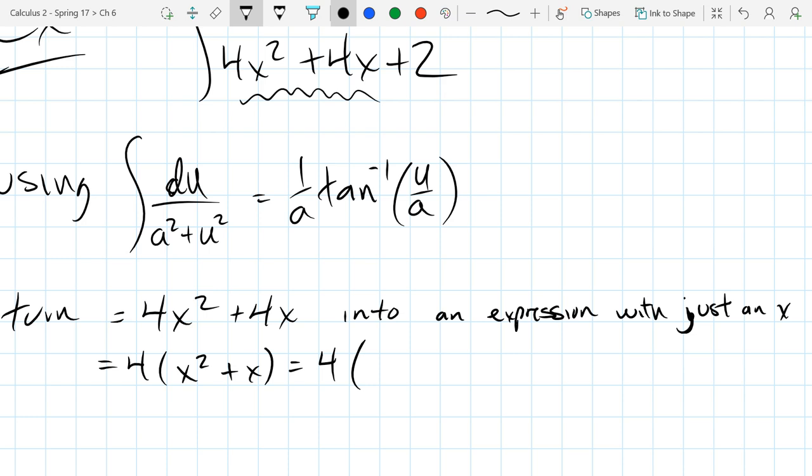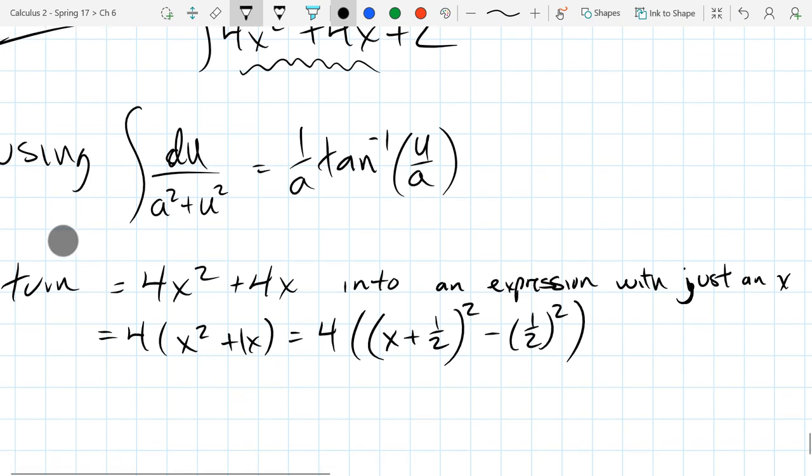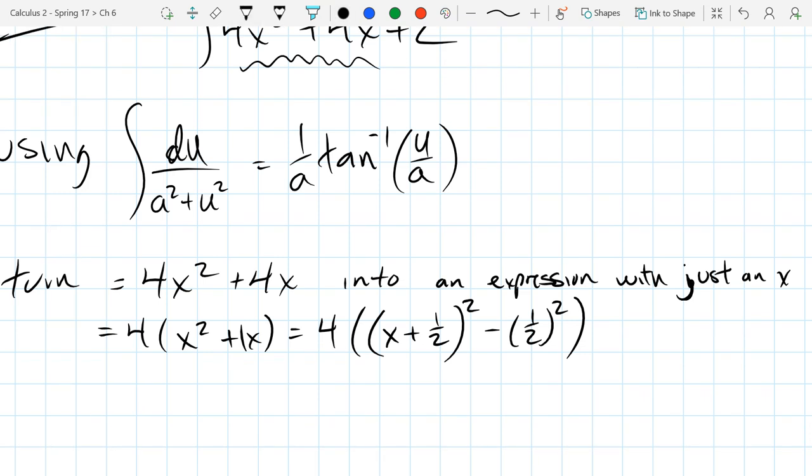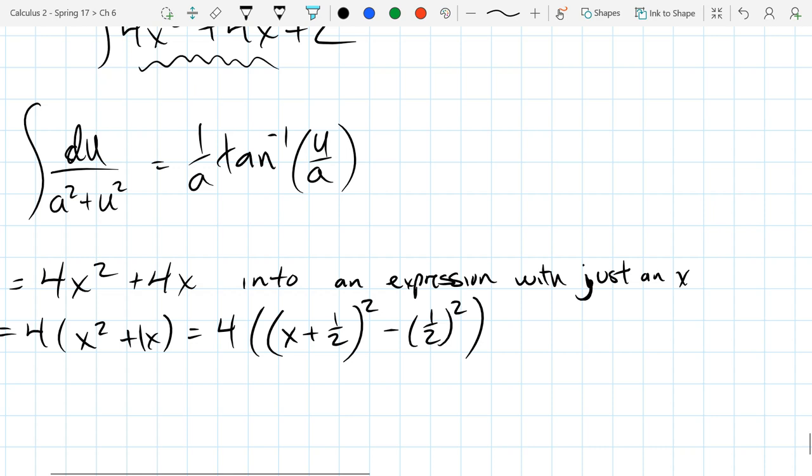Completing the square, you take half of the second coefficient. The second coefficient's 1. So we're going to take x plus half of that, which is 1 half, squared, minus 1 half squared. So what in the world are we doing? This is just completing the square. I'll rewrite how to complete the square. I don't think I've written it this quarter.